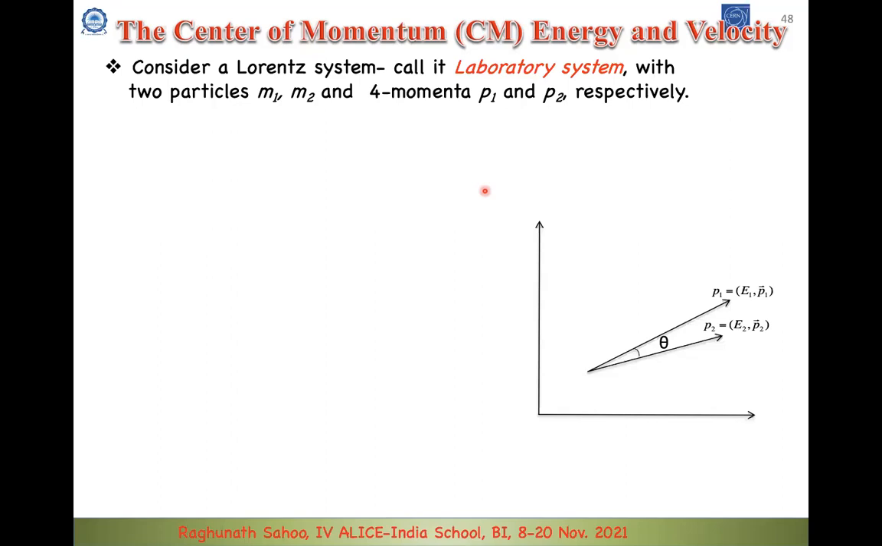So now I say this is my laboratory frame, and in the laboratory frame, let me take 2 particles only for simplicity. Okay, and the particles are identified by their masses m1 and m2, and their 4-momenta p1 and p2. Let's assume that they make an angle theta between them. So the 4-vector of p1, I write E1, and the 3-vector I take as p1 with an arrow, and p2 is also written as E2 and p2.